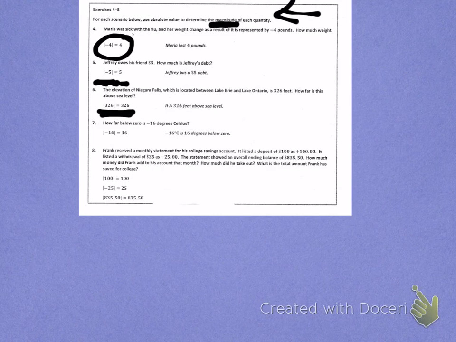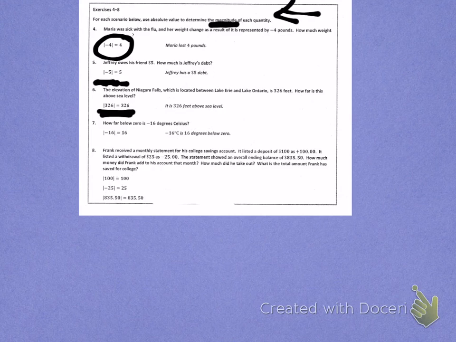Zooming in on question 8, Frank received monthly statements for his college savings. It listed a deposit of $100 as positive 100. It listed a withdrawal of $25 as a -25. The statement showed an overall ending balance of $835.50. How much money did Frank add to his account that month? How much did he take out? What is the total amount Frank has saved for college?